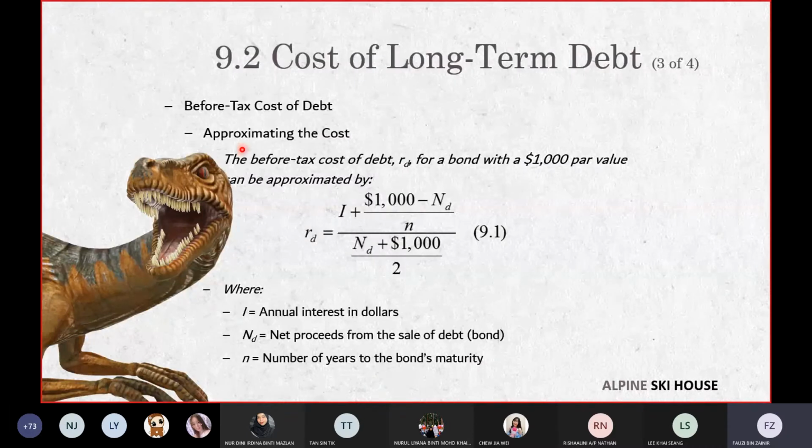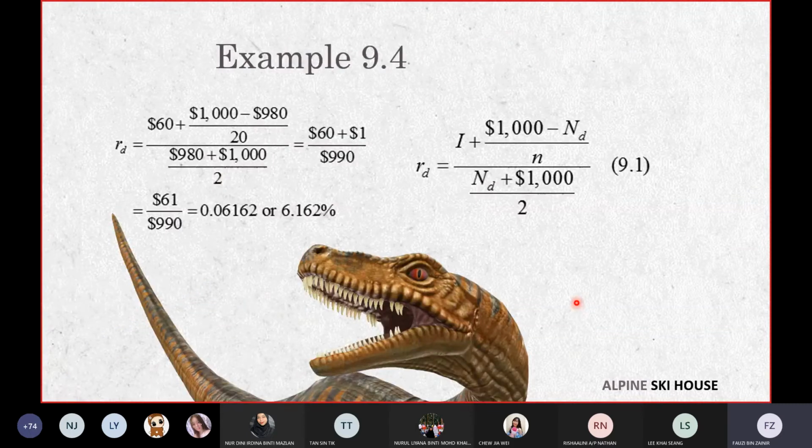The other way is that we can use this approximation formula for the yield to maturity. RD is the return on the debt. I stands for annual interest in dollars, which is the coupon payment, then 1,000 minus the net proceeds from the sale of the bond, and N is the number of years to the bond's maturity. Let's see how it is being applied here.